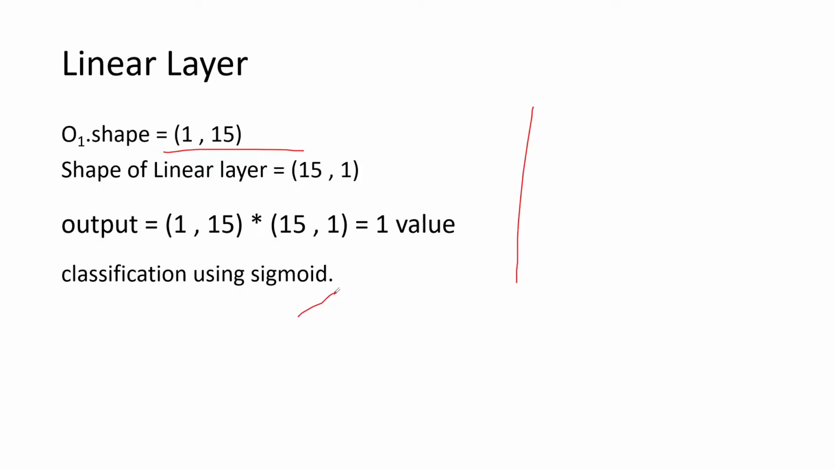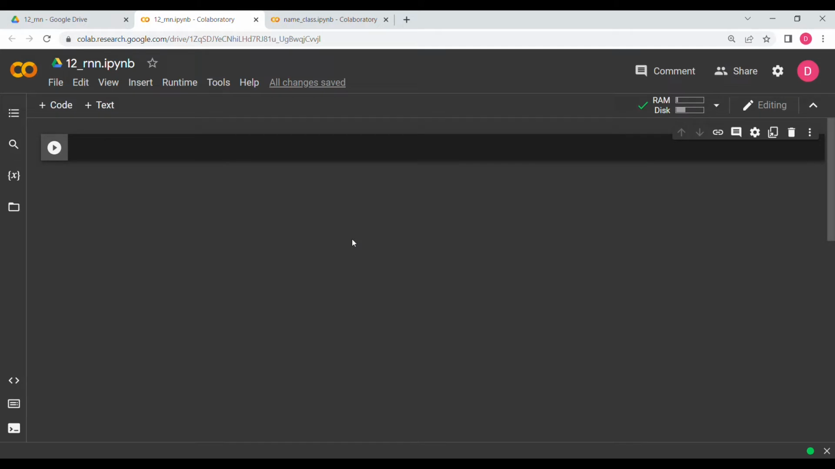Now we will go to the Colab and try to implement it in PyTorch. So now we are ready to implement the RNN in PyTorch. In this particular case, the dataset that I've chosen is something that I got from one of the PyTorch websites. It is name classification. So given some names, you have to determine from which country it has come. So I'm going to show you.